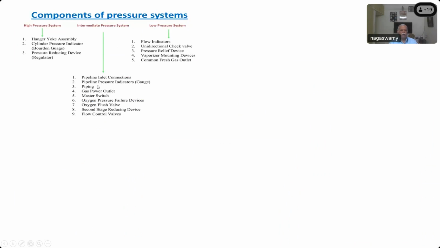Intermediate: pipeline inlet connection, pipeline pressure indicator, piping, gas power outlet, master switch, oxygen pressure fail devices, oxygen flush valve, second stage reducing valve, flow control valve. All these things are intermediate. Low pressure is from beyond the flow meter: flow indicators, unidirectional check valve, pressure relief device, vaporizer mounting devices, and common gas outlet.